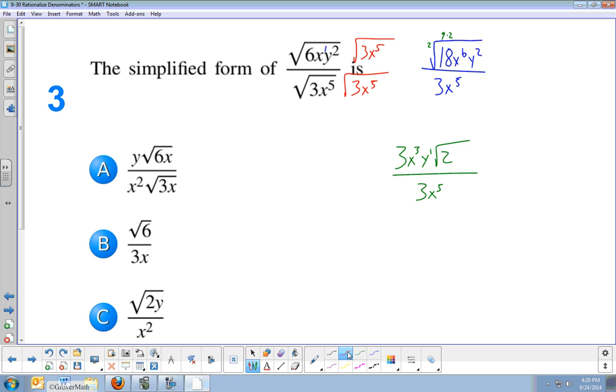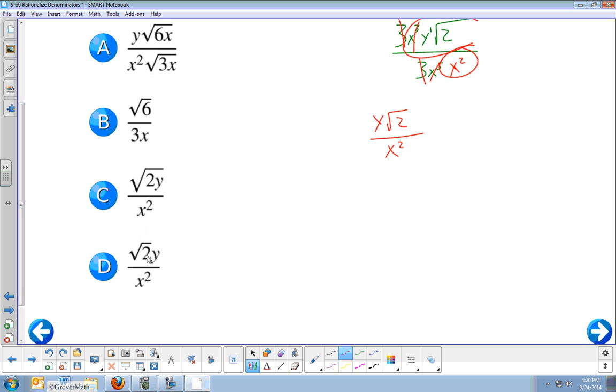However, I'm still not done because now I can simplify. I can get rid of these 3's. I have 3 x's on the top, 5 on the bottom. I can cross out all 3 on top, and I'm going to be left with 2 x's on the bottom. And so I have a y to the first and a rad 2 over x squared. Let me write this a little bit differently: y rad 2 over x squared. And let's see, is that over here? Yeah, I don't like that they have the y after the rad 2. I would put it in the front, but that is what they were looking for.